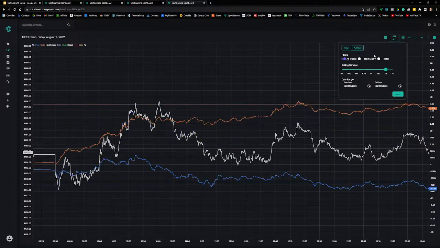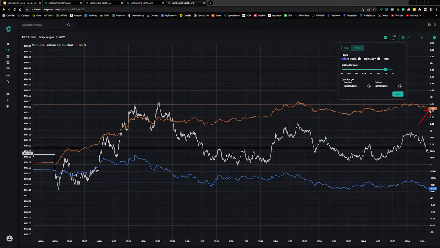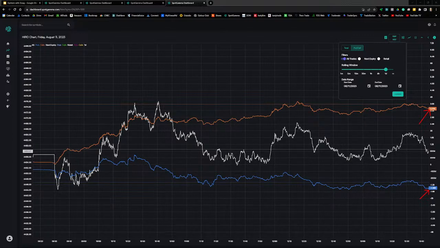Let's separate out puts and calls. So traders are buying calls. That's shown by the rising orange line, as well as the positive notional value. They're also buying puts. That's shown by the falling blue line and then the negative notional value here. So far today, the call buyers are more aggressive.